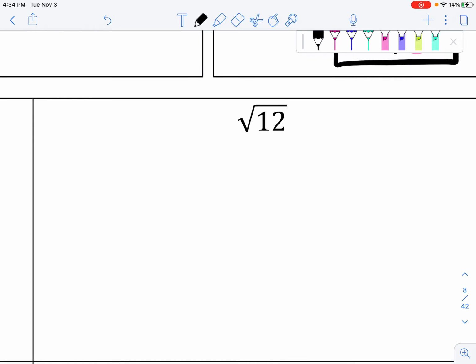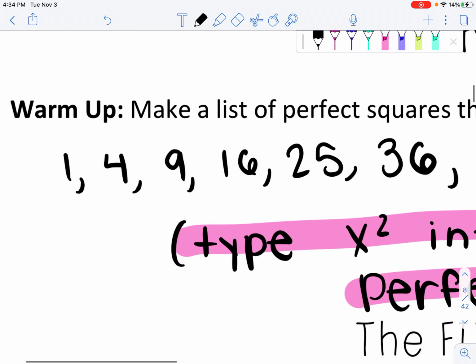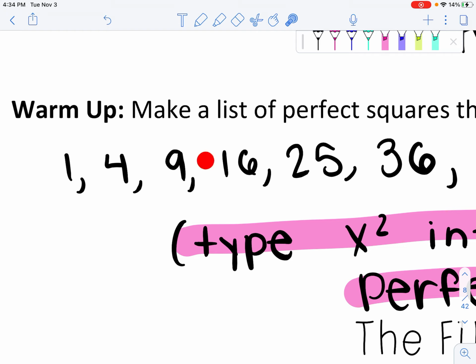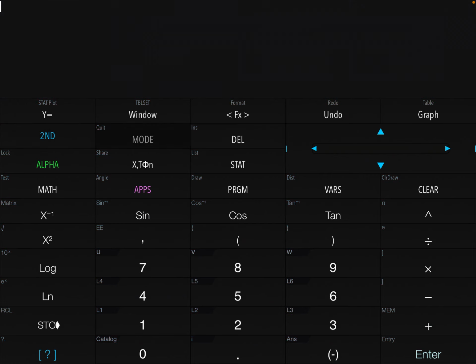12. So I'm going to start with the biggest perfect square smaller than 12. So I go back up to my list. The biggest perfect square smaller than 12, well, that would be 9 because 12 falls right here in between 9 and 16. So I go to my calculator and I say, okay, can I divide 12 by 9? 12 divided by 9. Oh, no, I get a decimal. So 9 is not going to work.